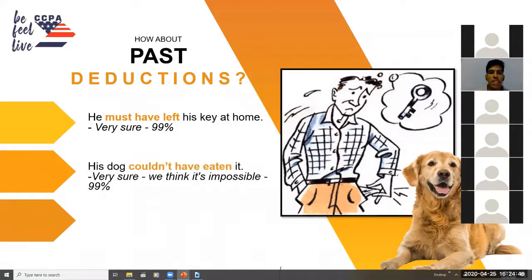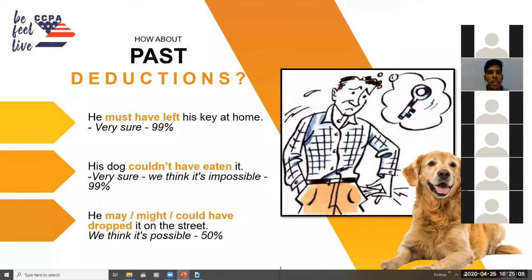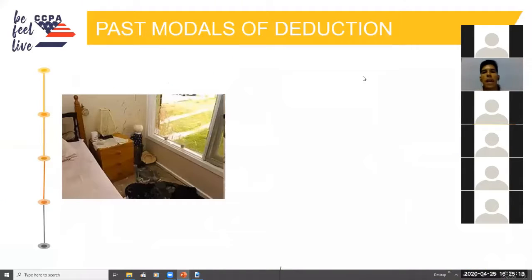Or we can say that his dog couldn't have eaten it, right? Since dogs don't really like keys, I guess, right? So we are very sure it is impossible. And he may have dropped it, he might have dropped it, or he could have dropped it on the street. We think there is a chance, there is a possibility, so 50% sure. So, past modals of deduction.